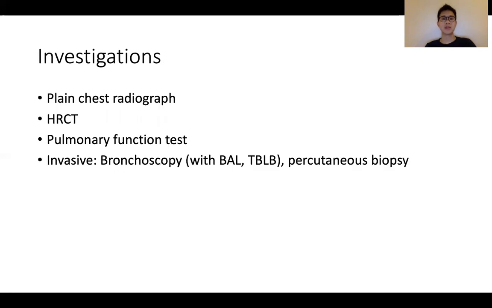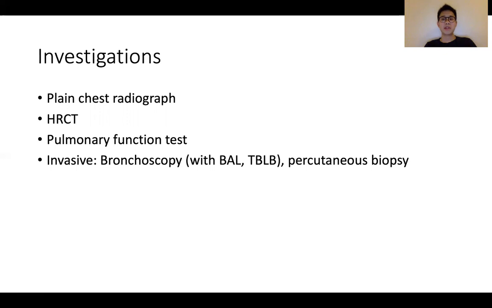Investigations generally, we always begin with a plain chest radiograph, followed by imaging-wise high-resolution computed tomography, if you are looking for parenchymal disease, like let's say interstitial lung disease or bronchiectasis. If for some reason you're looking for masses, or let's say to evaluate an effusion, then you may not want a high-resolution computed tomography and opt for a CT thorax instead.